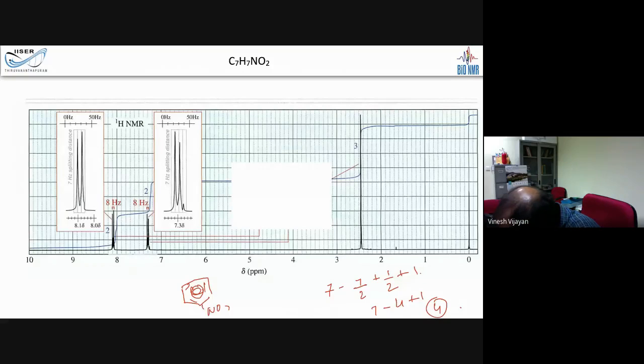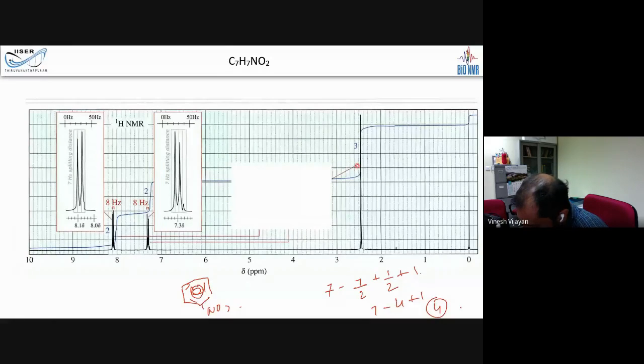Then you have the NO2. Now the question is, what is the substitution for this benzene ring? Now there are 4 of them. That means it has to be disubstituted, because the integral is 4, 2 here and 2 here, so that's 4. If it was 5, then it is monosubstituted. If it is 4, it is disubstituted. So it is disubstituted.